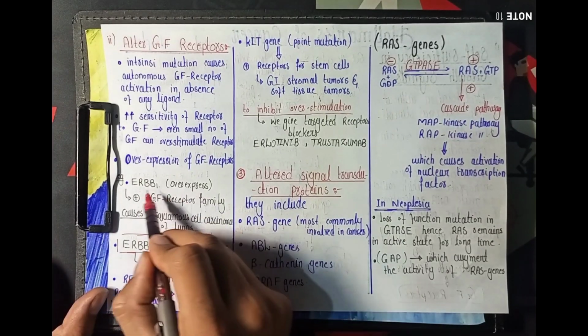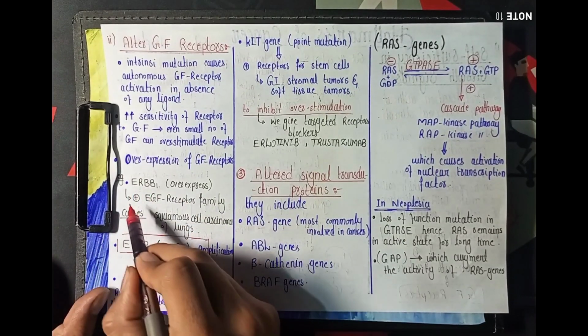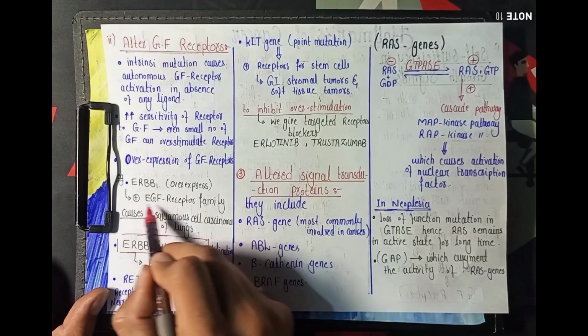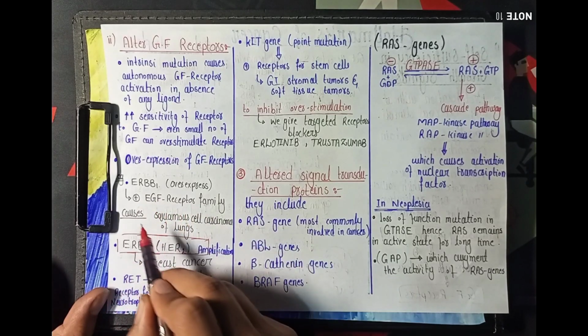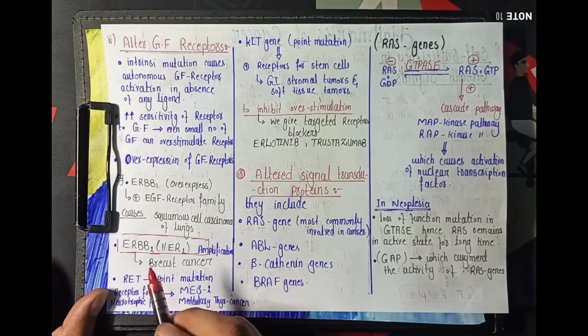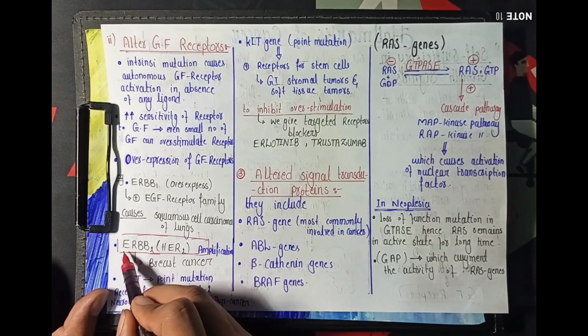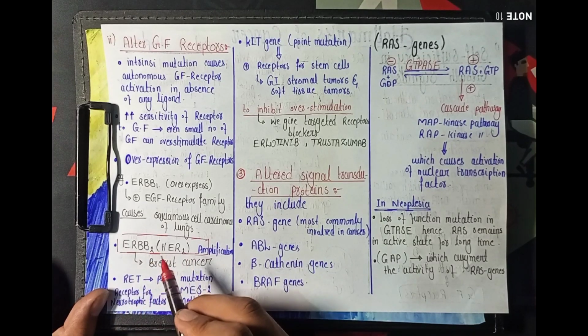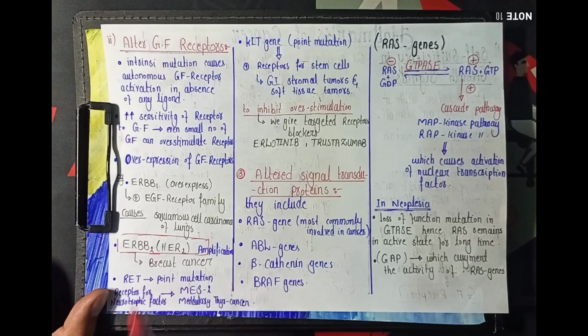For example, if there is overexpression of the ERBB1 gene, it will overactivate the EGF receptor family, which is the epidermal growth factor receptor family, and it will lead to squamous cell carcinoma of the lung. Similarly, if there is amplification of the ERBB2 gene or HER2 gene, it will overexpress the EGF receptor family, which are involved in breast cancer.